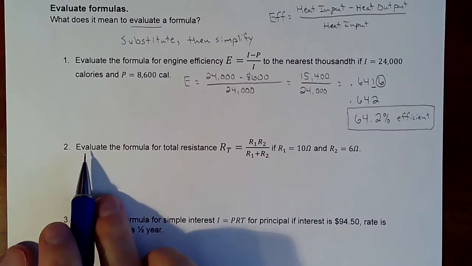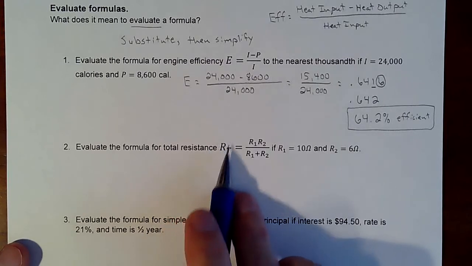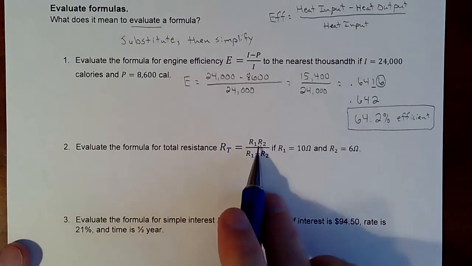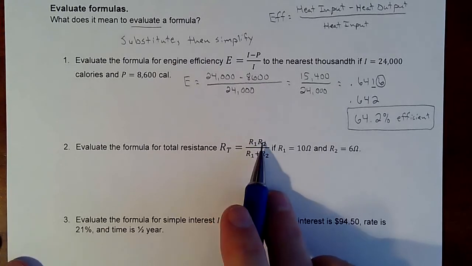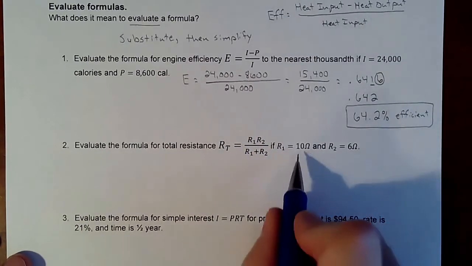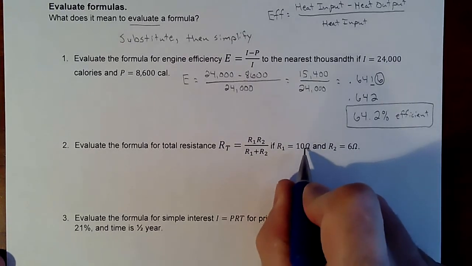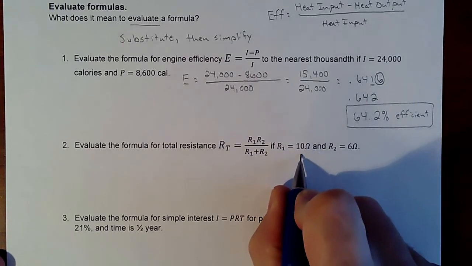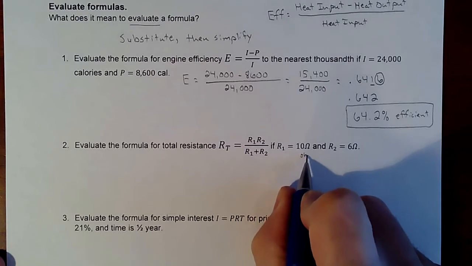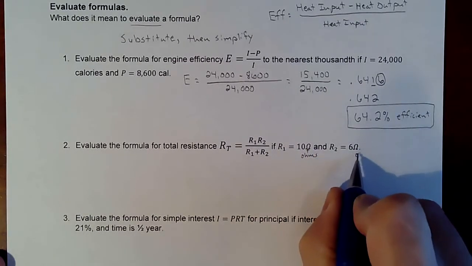All right, next one is we are evaluating the formula for a total resistance. So this RT is your total resistance, and we have 2 resistances. So to figure out your total resistance, you're going to multiply the 2 resistances divided by the sum of the 2 resistances. And so we have 10 ohms. This little U-shaped thing represents ohms.